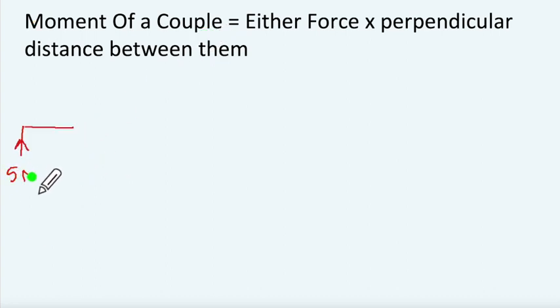So let us say this is 5 Newton and this one also is 5 Newton, and they are separated by 2 meters distance.